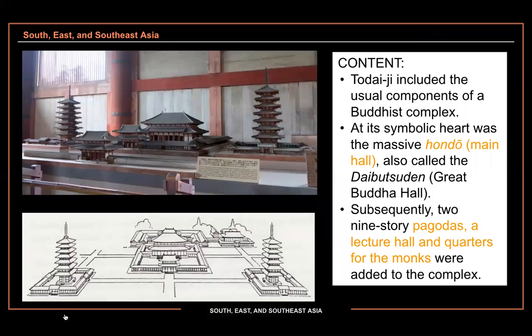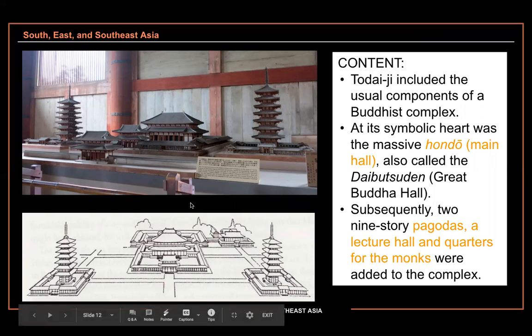So here's the entire complex. It's not as symmetrical as the other one that we just saw, but you can see that there is a sense of balance to it. In the very heart of it, the very center of it, we have the kondo, which is the main worship hall. And then it has a series of two nine-level pagodas on either side. There also are lecture halls and quarters for the monks to live.